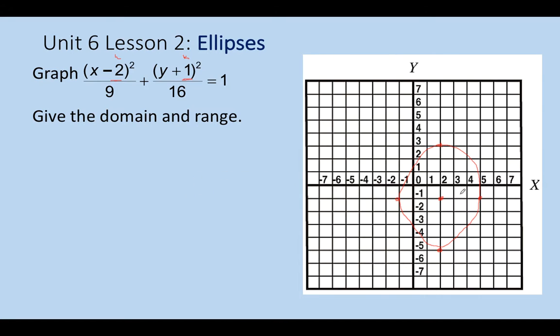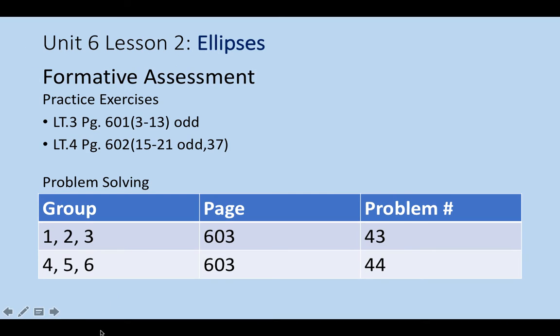And give the domain and range. Well, the domain is going to be all real numbers from negative 1 to positive 5. My range is going to be all real numbers from negative 5 to positive 3. All right, that's it for Learning Target 3 and 4.